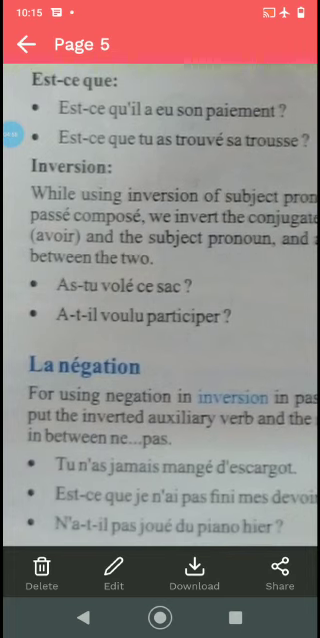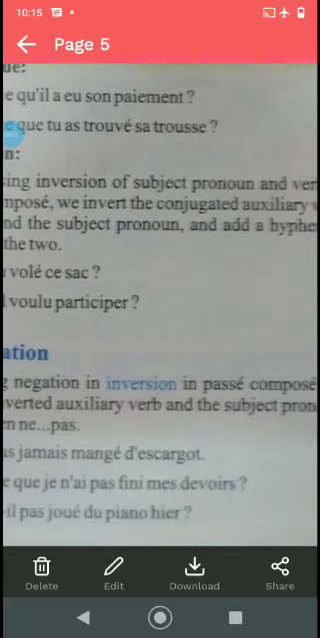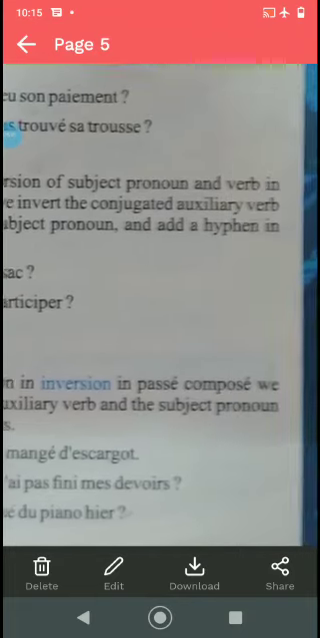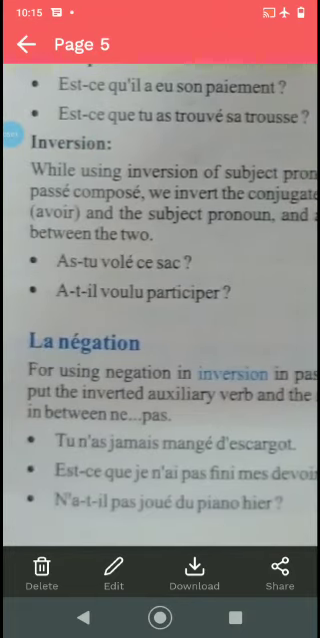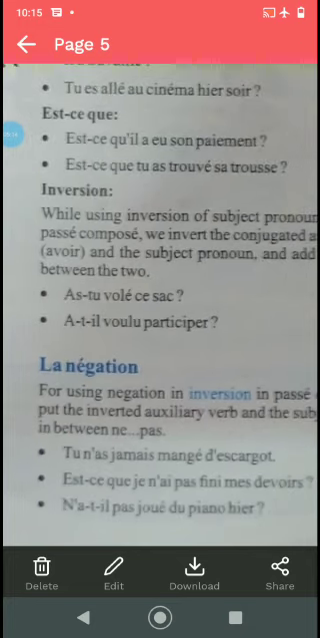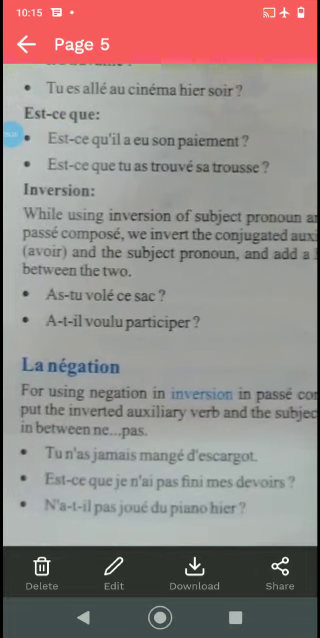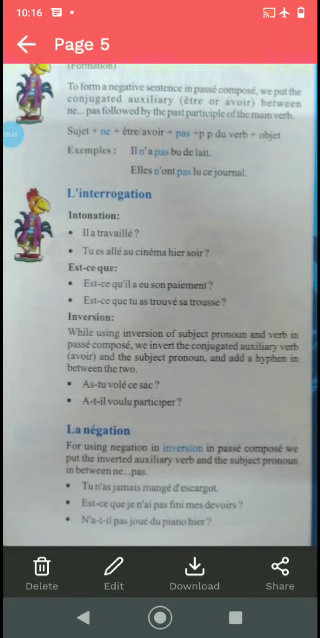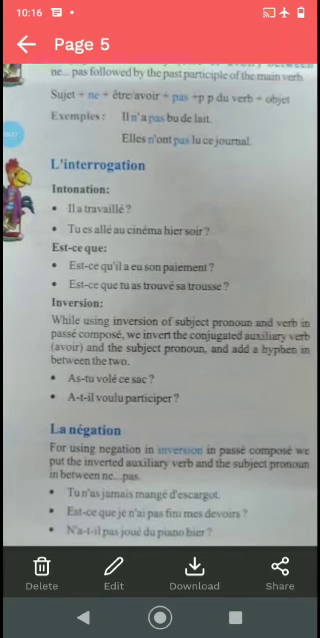La négation. For using negation in the inversion in passé composé, we put the inverted auxiliary verb and the subject pronoun in between the ne and pas. Tu n'as jamais mangé d'escargot. You never ate snails. Escargot is the snail. Now for using negation in inversion in passé composé, what are you going to do? Here, tu n'as jamais mangé d'escargot. Put the inverted auxiliary verb and the subject pronoun in between the ne and pas.